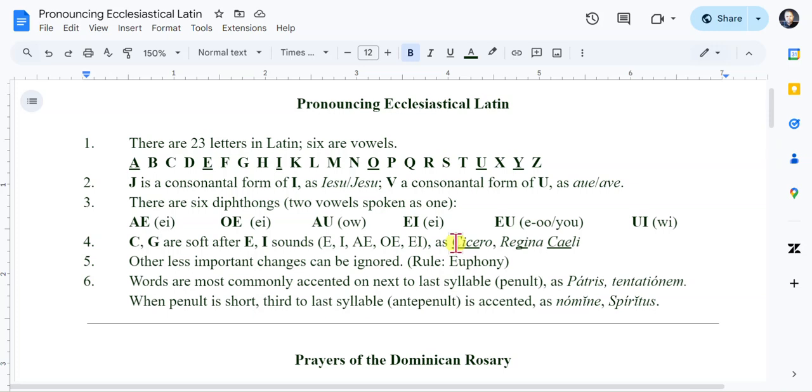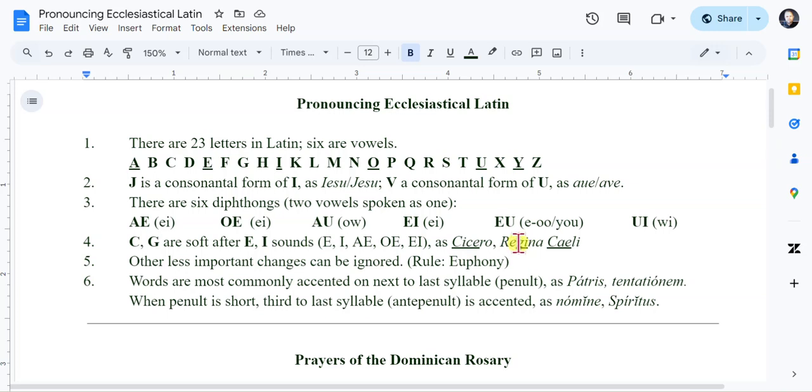But in ecclesiastical Latin, it's read Cicero. So you can see before the E sound and before the A sound, the consonant softens. It's not Cicero, it's Cicero. And in English, it's Cicero. So you can see that softening before the E and E sounds.